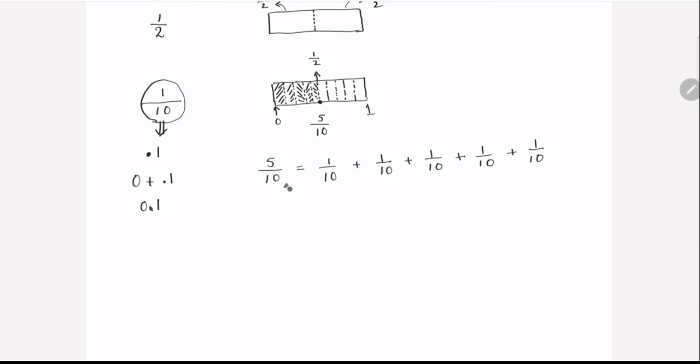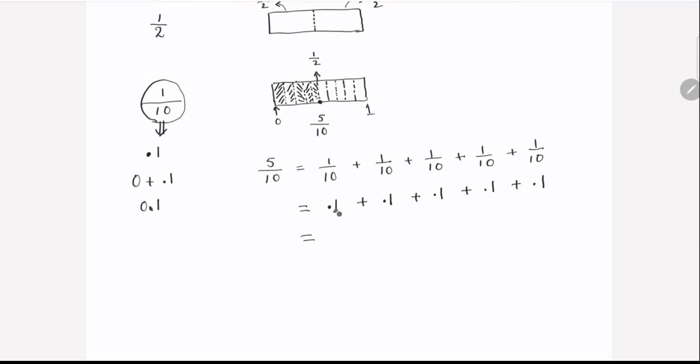Now, 5 by 10 has 5 of these 1/10s. The first 1/10, the second, the third, the fourth, the fifth, total 5. So each one of these 1 by 10s is 0.1. So I have 0.1 here, plus another 0.1 here, plus another 0.1 here, plus another 0.1 here, plus another 0.1 here.